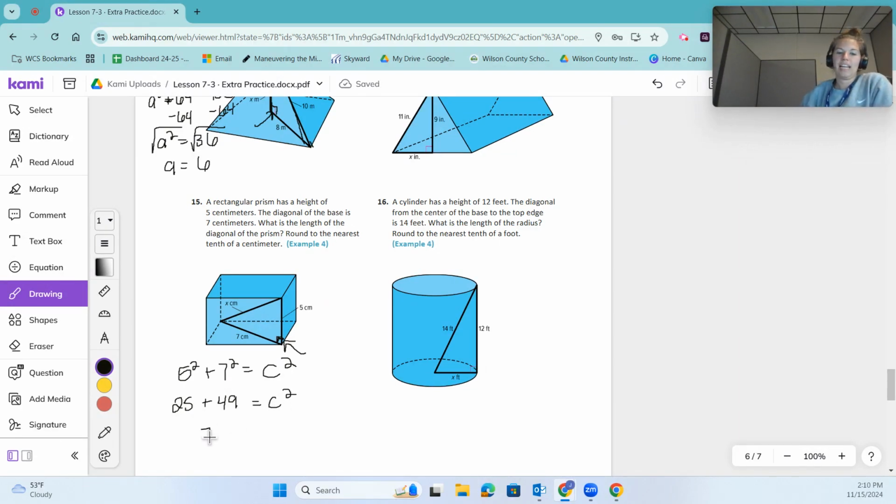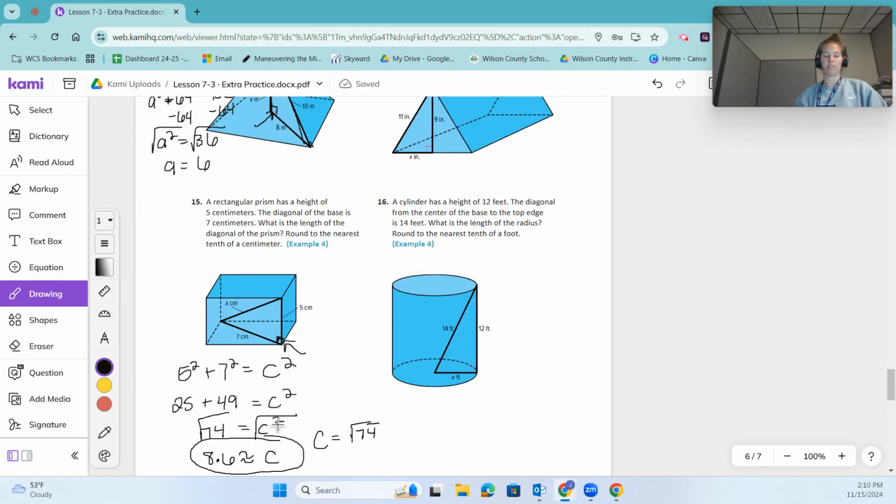25 plus 49 is 74 equals c squared. Take the square root of both sides. Square root of 74 is 8.6. It says round to the nearest tenth. So 8.6 is approximately equal to c. And again, c is exactly equal to the square root of 74. Okay, but they ask you to round, so we're using the approximately equals to. And you can try number 16 on your own.